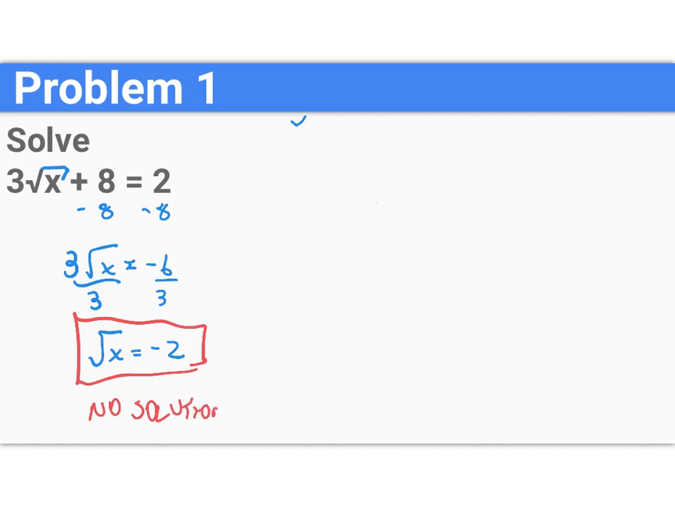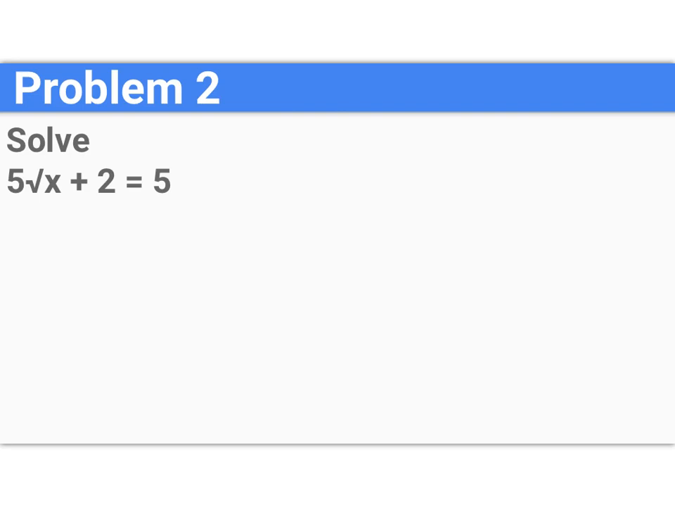And let me show you why. So traditionally, we would square this, and then you would get x equal to 4. But when you put it back in, 3 times the square root of 4 plus 8 equals 2. 3 times 2 plus 8, 6 plus 8 does not equal 2. So if you were to check this, this would not work. So when you are working with radical equations and you get down to your square root, the right side cannot be negative. So that was a tricky one.